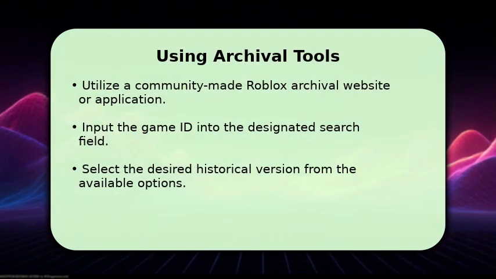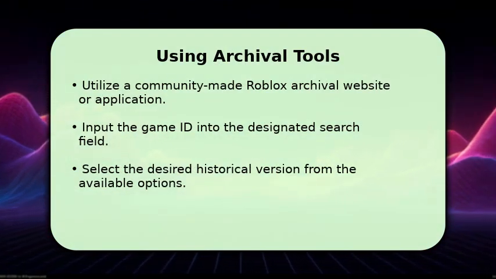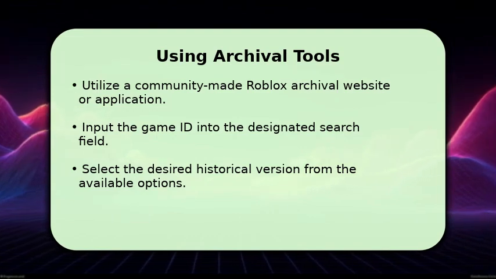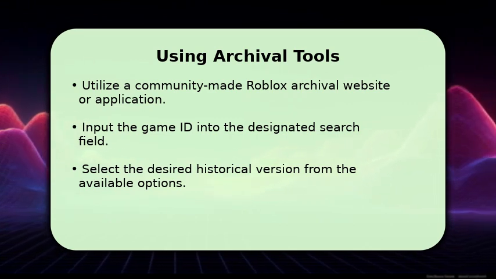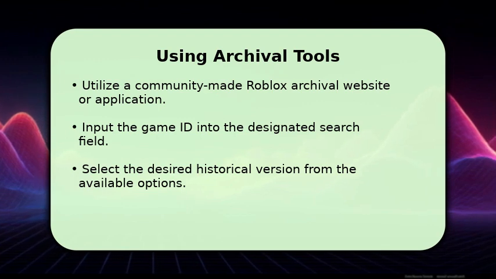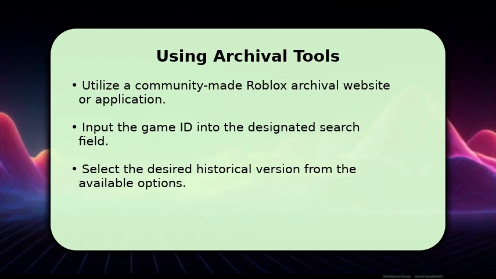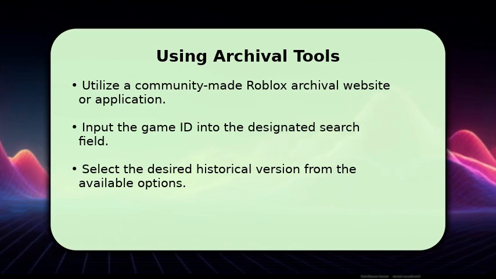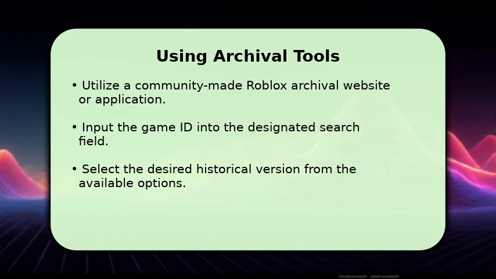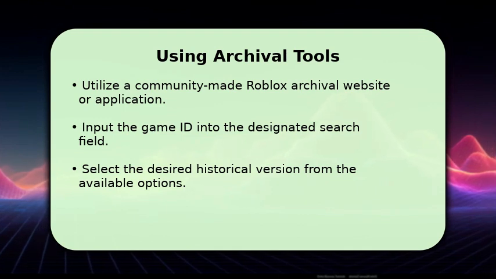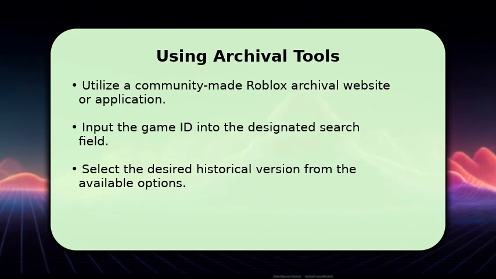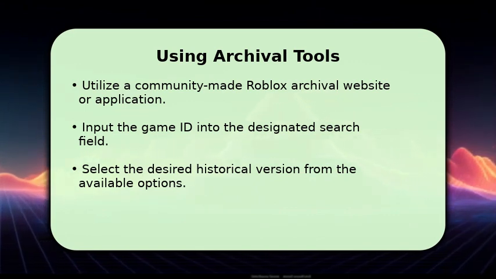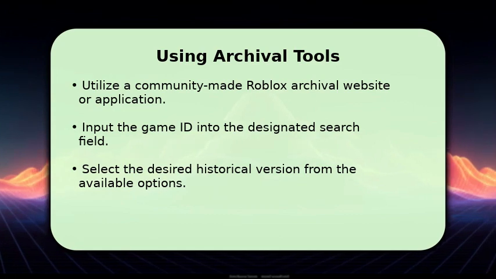With your game ID in hand, the next step is to use a dedicated archival tool. Several community-created websites and applications exist that host archived Roblox game data. Simply navigate to one of these platforms, enter the game ID you found, and the tool will present you with a list of available historical versions. Choose the version you wish to play, and the tool will attempt to load that specific snapshot of the game.